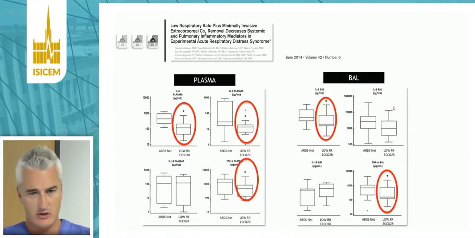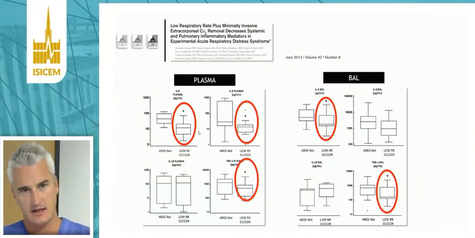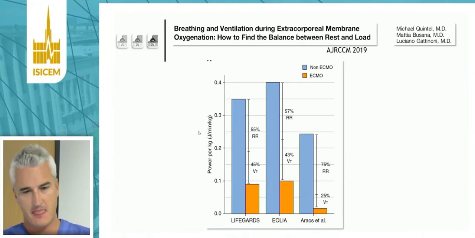You see, when you look into the bronchoalveolar lavage, quite an impressive reduction of the inflammatory cytokines. It was also the same in the plasma cytokines. So maybe the biotrauma was reduced in the group with the lower respiratory rate.